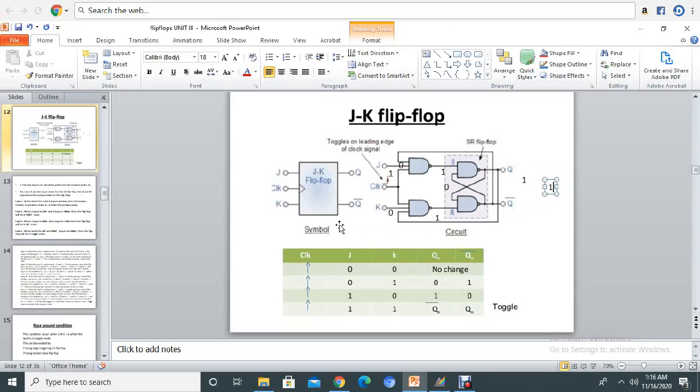Okay. Next, in the fourth case, J is equal to 1, K is equal to 1. So now I am applying J is equal to 1, K is equal to 1.